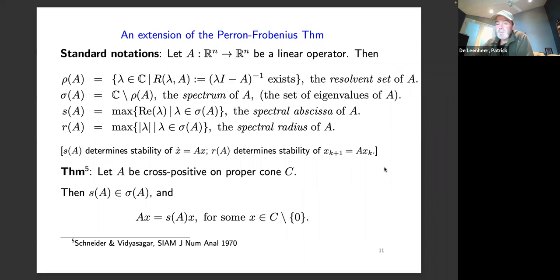Here's another important result from Schneider and Vidyasagar. So for a cross-positive matrix, we have that the spectral abscissa is in the spectrum.